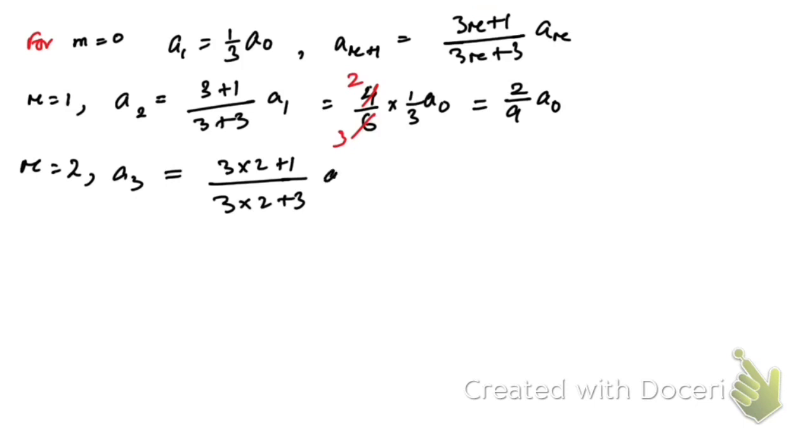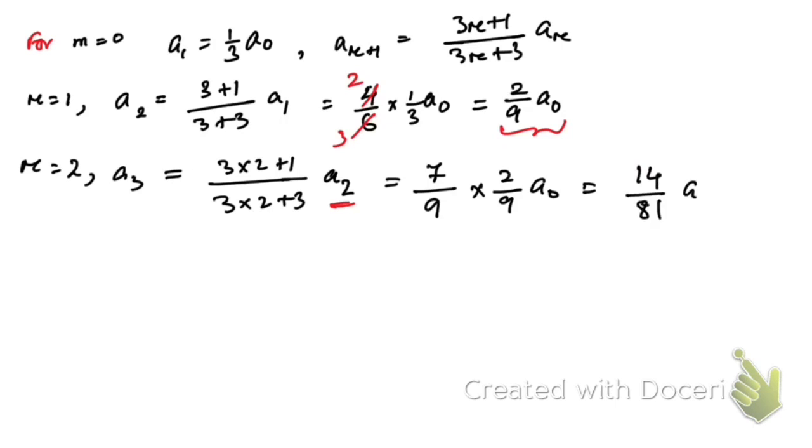So into a2, right? So now replace this a2 by this value of a2. This is equal to a2, right? So then it's going to be 7 by (3 into 6 plus 3), 9 into 2 by 9 a naught, right? So hope you have understood this. Then it's going to be 14 by 81 a naught. Similarly we can find a4 as well, and so on, right?